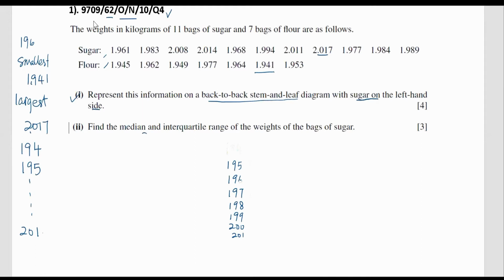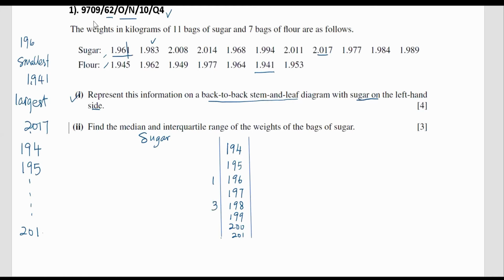According to the question, we will put the sugar on the left-hand side, so we label sugar on the left-hand side. And now we try to take the data from sugar. 1.961. We take the first 3 digits, then we keep the last digit as the leaf. So the last digit is 1, and we will put it on the 196 stem. All right. So we are constructing the stem and leaf diagram for the sugar data now. 1.983, 198, and we put a 3 here.